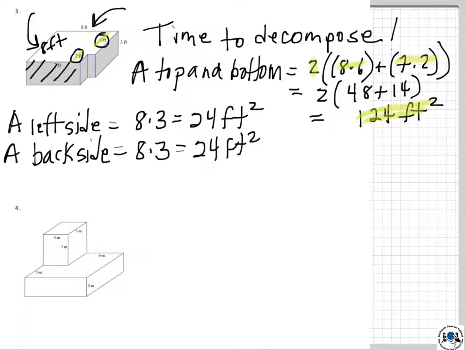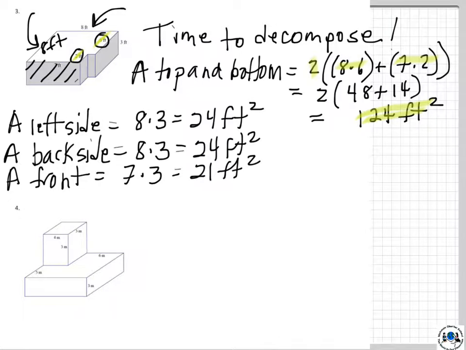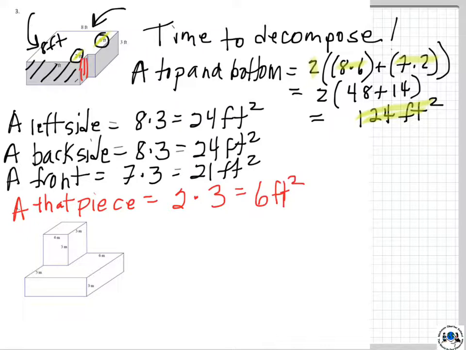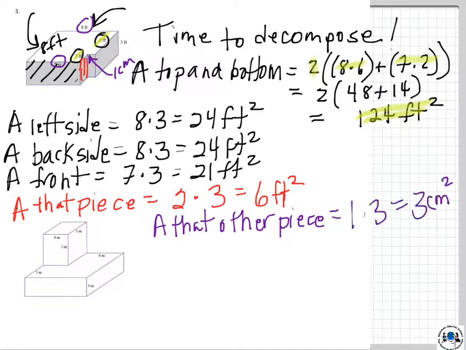That front face right there is 7 by 3, and those are two numbers that I am given as well. And then that one little piece right over there is a 2 by 3 piece. Again, I can make sense out of that based on what I know. That's 6 square feet, and that other small piece is a 1 by 3, and that is 3 square feet.